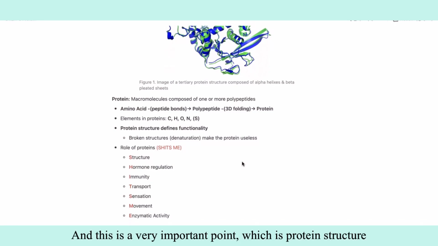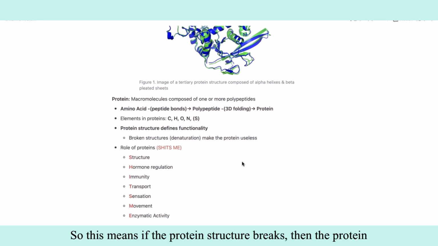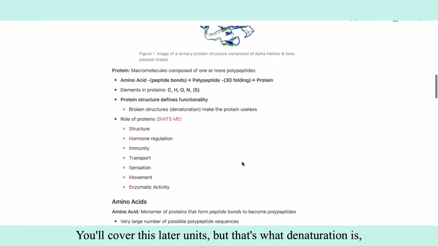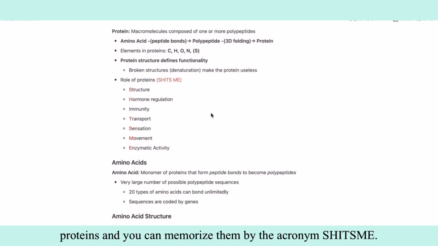And this is a very important point: protein structure defines its functionality. So this means if the protein structure breaks, then the protein is no longer viable and it cannot function properly. We will cover this in later units, but that's what denaturation is, which is when protein structure breaks, and this makes the protein useless.